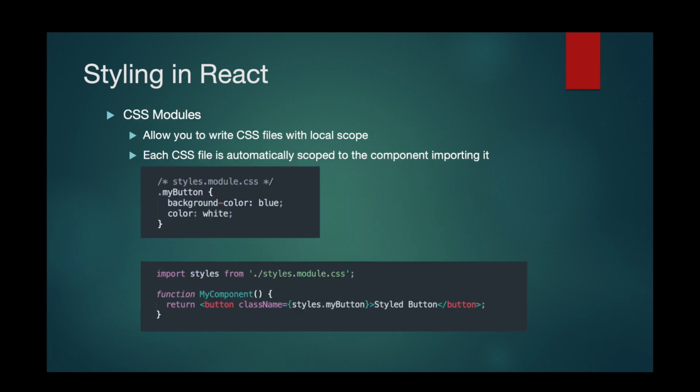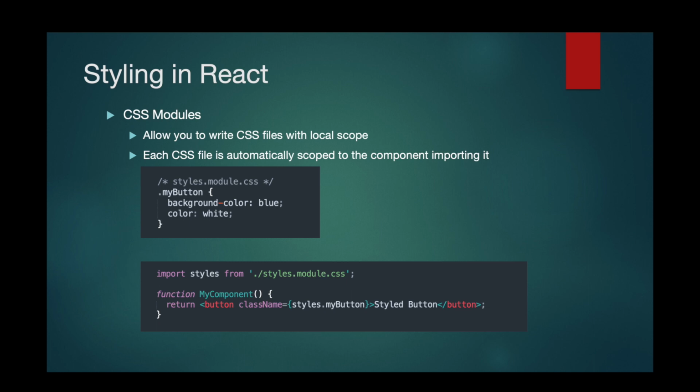CSS modules. CSS modules allow you to write CSS files with local scope, ensuring that styles only apply to specific components. Each CSS file is automatically scoped to the component importing it, avoiding class name conflicts.